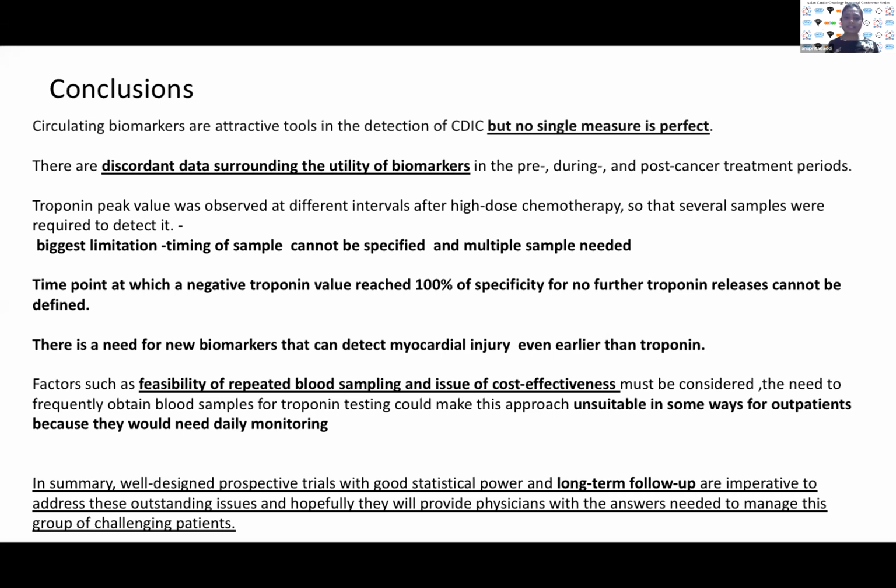Feasibility of repeated blood sampling, an issue of cost effectiveness, is unsuitable in some ways for outpatients because they would need daily monitoring. So in summary, a well-designed prospective trial with good statistical power and long-term follow-up is imperative to address this outstanding issue. Hopefully, they will provide physicians with the answers needed to manage this group of challenging patients.